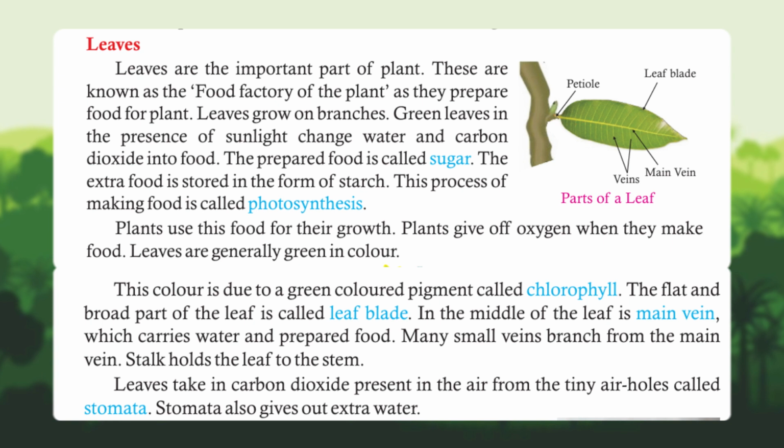The flat and broad part of the leaf is called the leaf blade. In the middle of the leaf is the main vein, which carries water and prepared food. Many small veins branch from the main vein. The stalk holds the leaf to the stem. Leaves take in carbon dioxide present in the air through tiny air holes called stomata. Stomata also give out extra water.